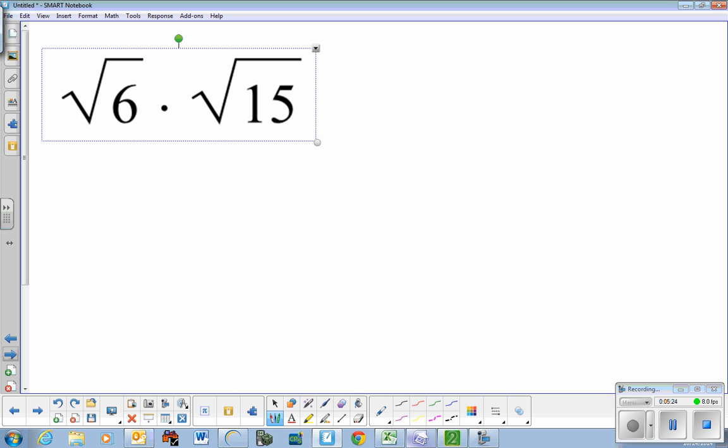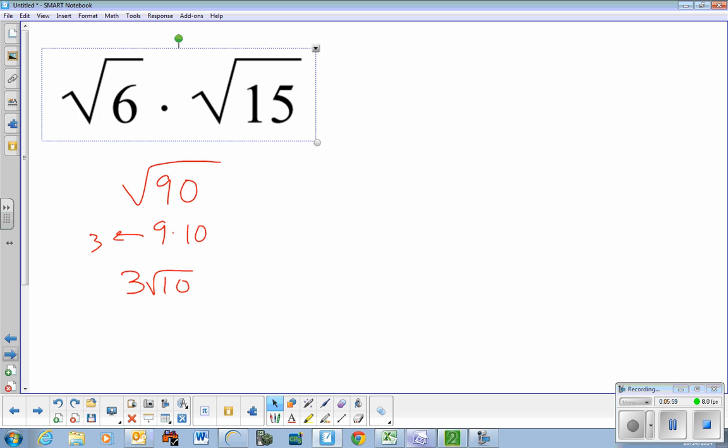Moving on. Multiplying. When you multiply two roots, you multiply the numbers underneath, and then you simplify if you can. All right, so 6 times 15 is 90. Multiply the two underneath, leave it underneath, and then simplify what you can. I can see right away that 9 goes into 90. 9 could come out and become a 3. Final answer, 3 square root of 10.